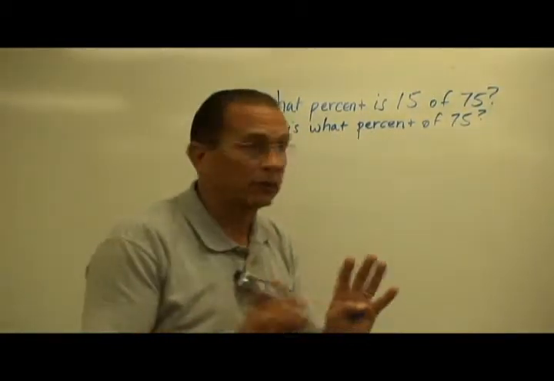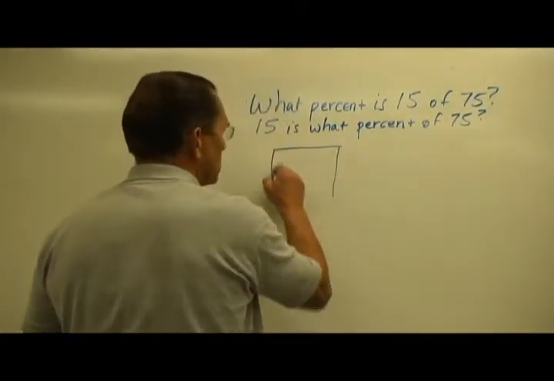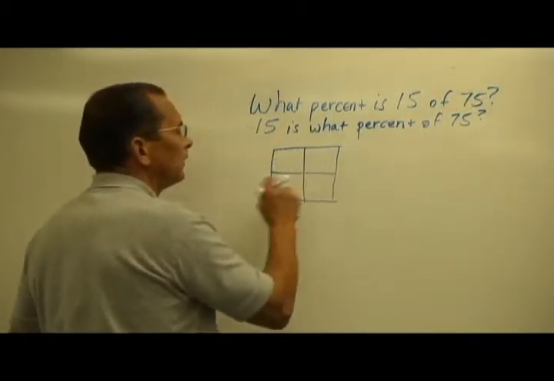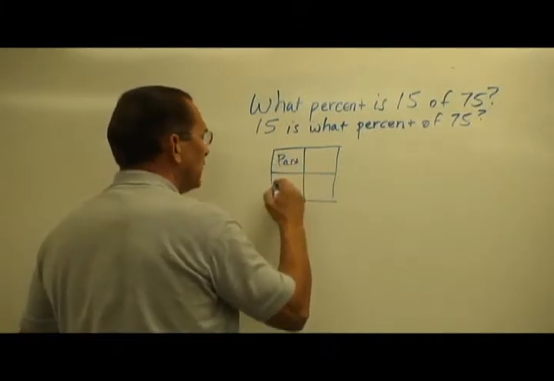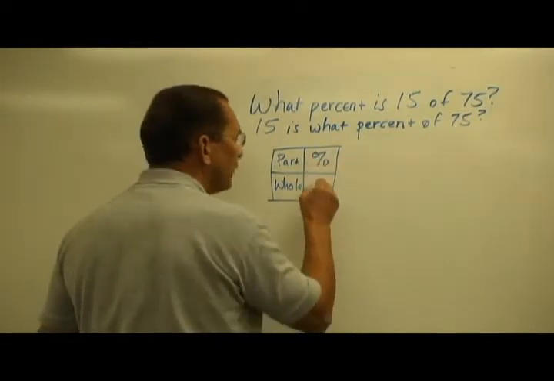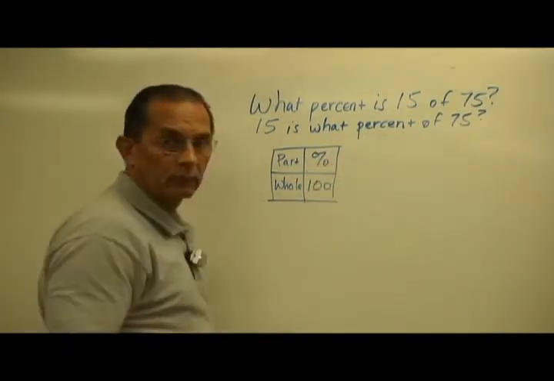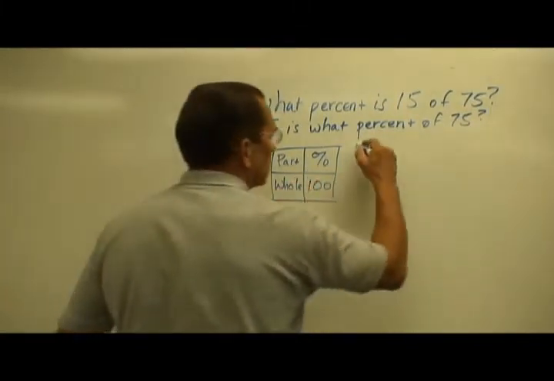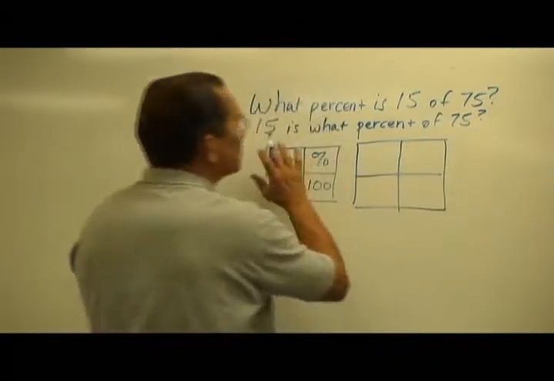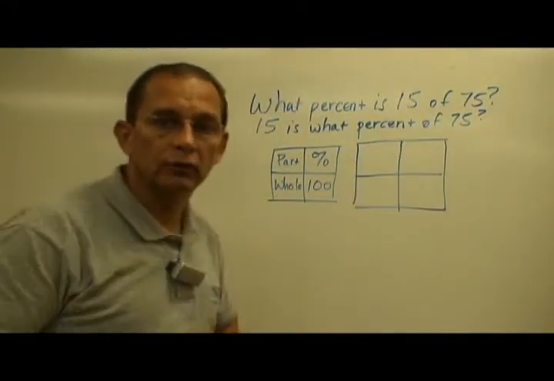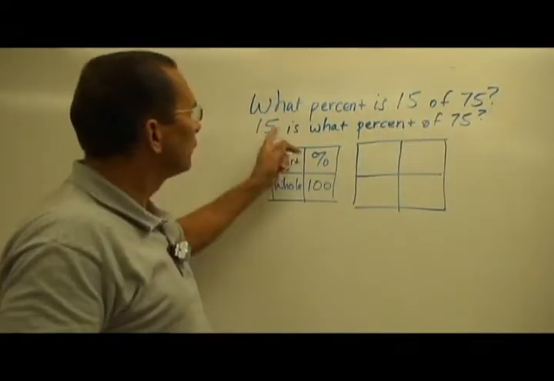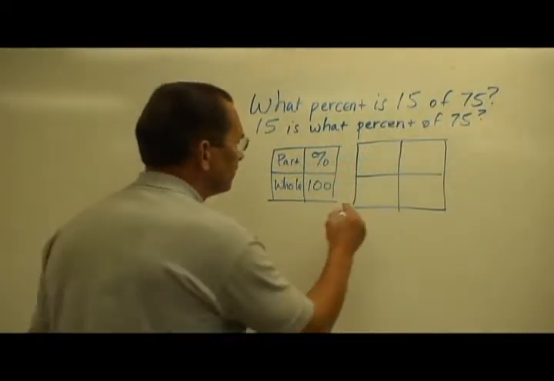We're going to utilize the box method. The box method says that we have these four quadrants, four squares, and in this one we put the part, in this one we put the whole, in this one we put the percent, and in this one we put 100. We're going to use that as our formula. We're going to take the information we have from this problem and solve and find out what percent is 15 of 75, or 15 is what percent of 75. Watch.